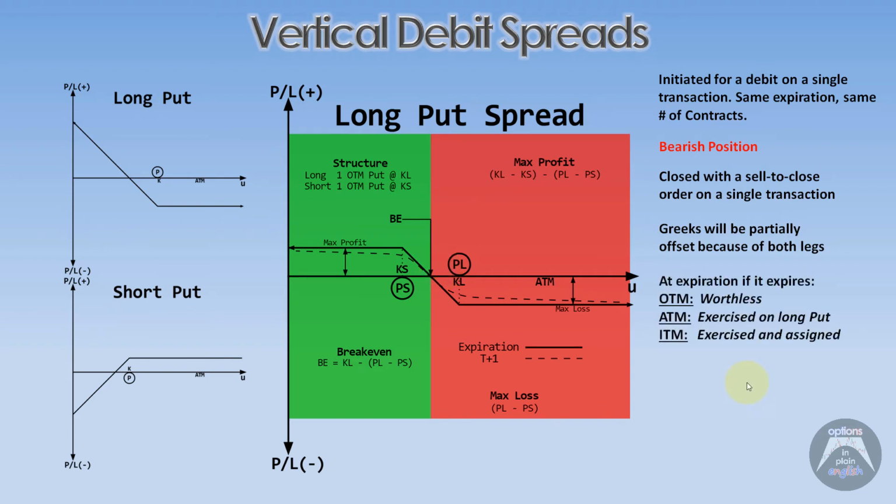At expiration, if it expires out of the money, it's going to expire worthless. So right here, if it expires at the money, which is at any point between KL and KS, you're going to be exercised on your long put. So if you have the stock, you're going to be selling it at this price. If you don't have the stock, then you're going to have a short position in the stock initiated for you. So be aware of this, because if it expires at the money, in between these two strikes, you're at risk of being initiated a short position on the underlying.